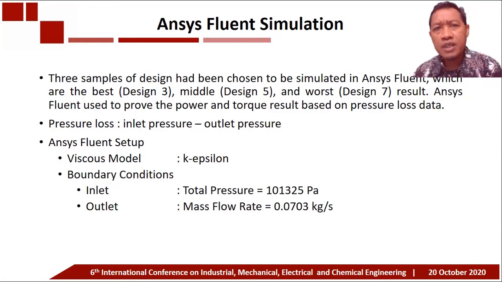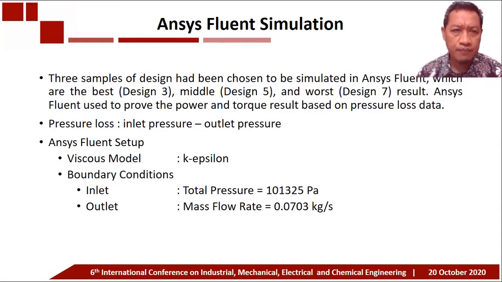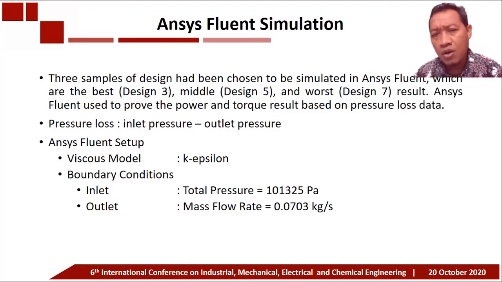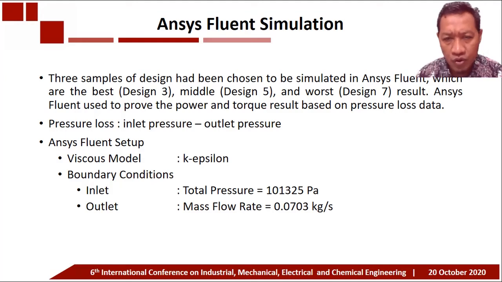The following describes the Ansys Fluent simulation. We didn't simulate all variations. We just took 3 samples of design to be simulated in Ansys Fluent, which are the best, design number 3, the middle, design number 5, and the worst, design number 7. Ansys Fluent is used to prove the power and torque result based on pressure loss data, where pressure loss means inlet pressure minus outlet pressure. In Ansys Fluent, we set up the viscous model K epsilon, boundary condition for inlet total pressure at 1 atmosphere, and outlet mass flow rate equal to 0.0703 kg per second.